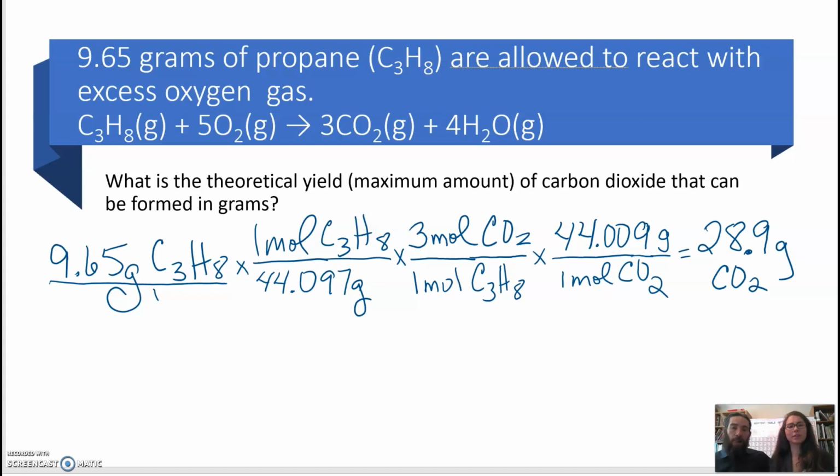Okay, so here's our calculation. We have a balanced equation up here now, and we do have a video that talks you through balancing equations. If you haven't seen that, go back to that. So we have a balanced equation up here.